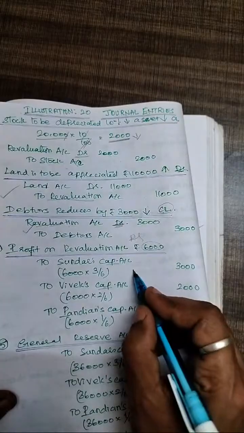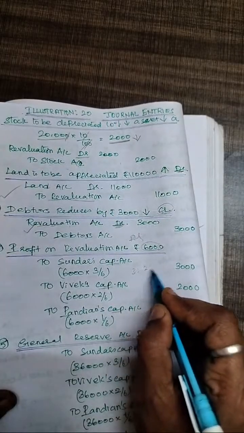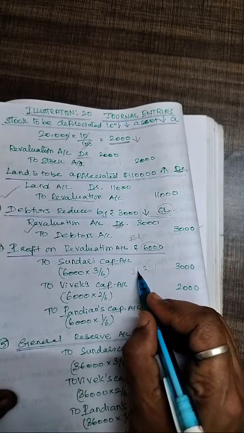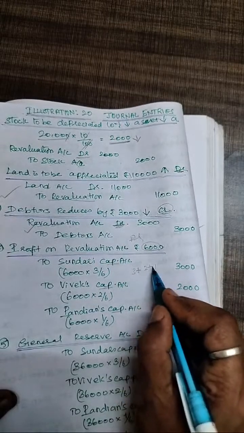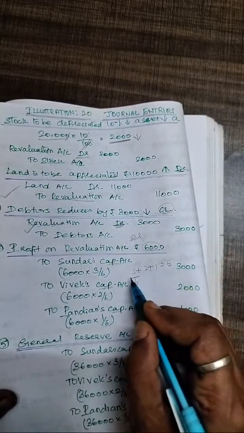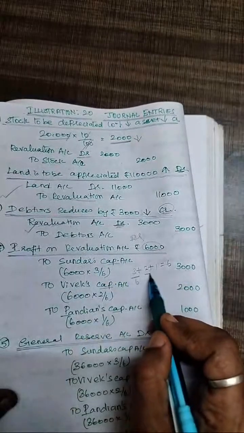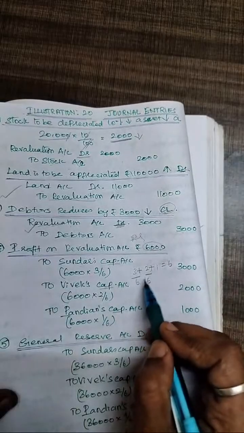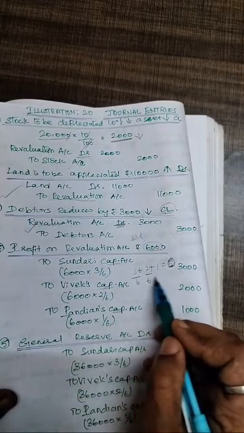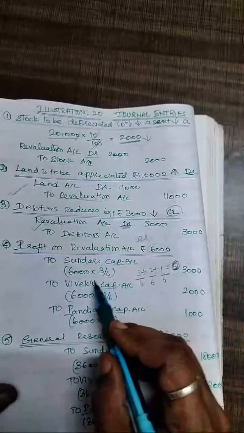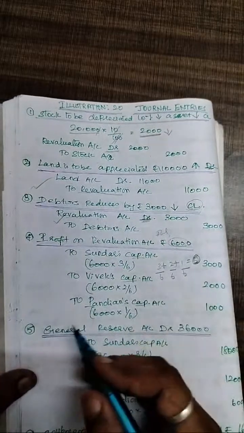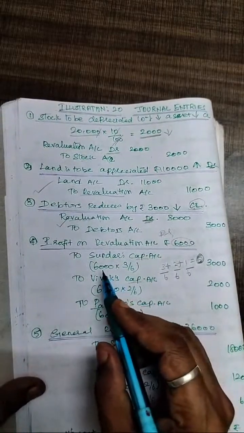What is their profit sharing ratio? 3:2:1, which means you have to add together, sum up: 3 plus 2 is 5, 5 plus 1 is 6. Which means 3/6 goes to Sundar's capital, 2/6 and 1/6 to the others. That sum of the ratio you are going to enter on the denominator. Accordingly, 3/6, 2/6, 1/6 transfer to the respective partners' capital accounts.